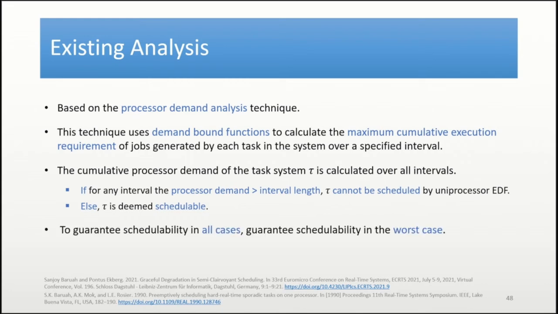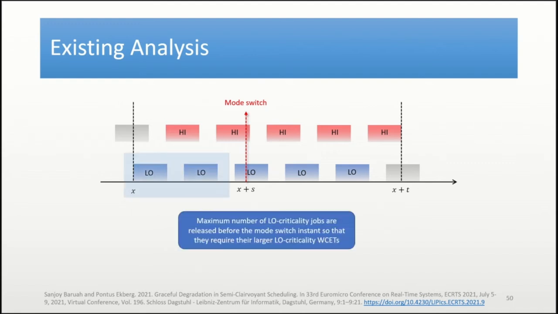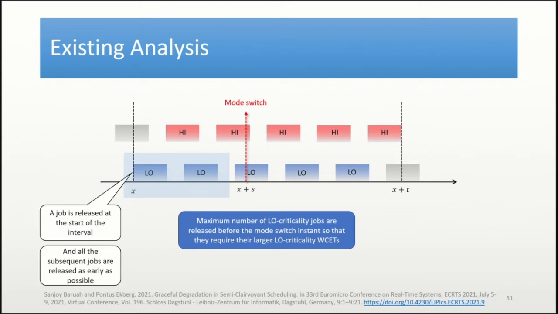In order to guarantee the schedulability of a system in all cases, it suffices to guarantee its schedulability for its worst-case behavior. In this case, the worst-case behavior is realized when the cumulative processor demand of the system is maximized. Let's consider an interval length of t in which a mode switch is first signaled as 10 minutes into the interval. Then, for our problem, the worst-case scenario occurs when a maximum number of low criticality jobs are released before the mode switch instant so that they require up to their larger low criticality WCETs. This corresponds to the case where a job is released at the start of the interval and all the subsequent jobs generated by the task are released as early as possible.